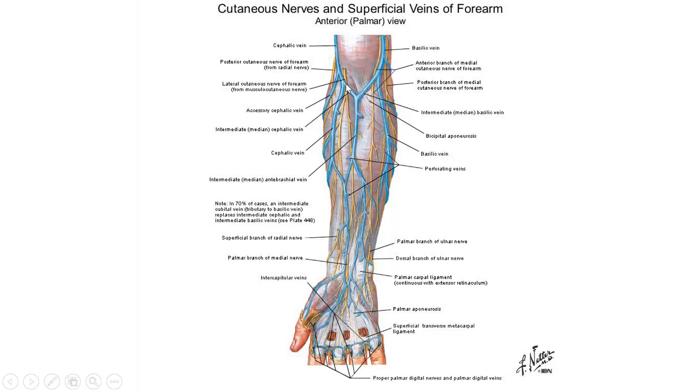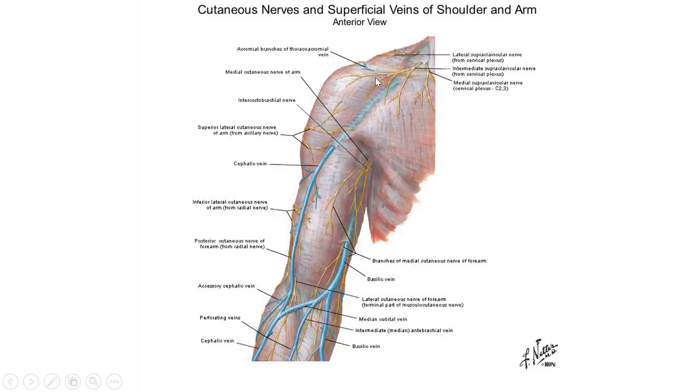The continuation of the cephalic vein is here in the lateral, and this is the continuation of the basilic vein. Look at here. The basilic vein makes the axillary vein, or we can say the axillary vein is the continuation of the basilic vein. And the cephalic vein we have in the deltopectoral groove, and here is the continuation of the cephalic vein.